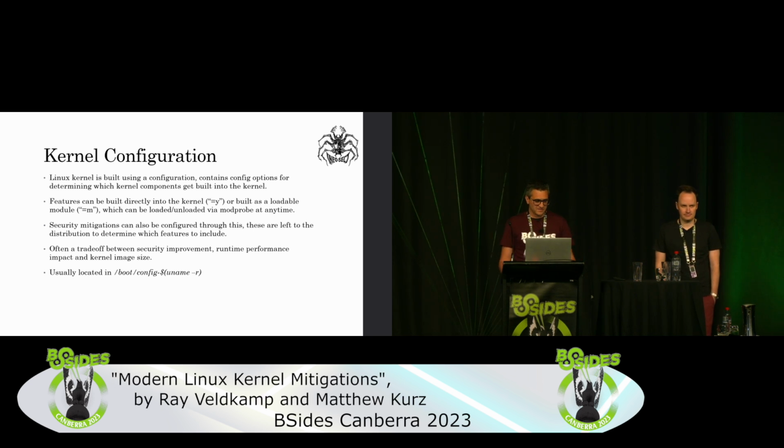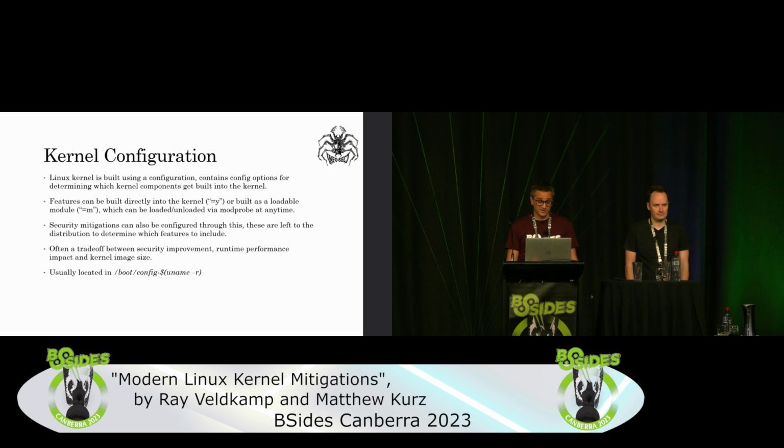On a running system, the configuration that was used to build the kernel is usually located in /boot/config- and the uname string, and that'll have the config of the running kernel and the last few installed kernels.